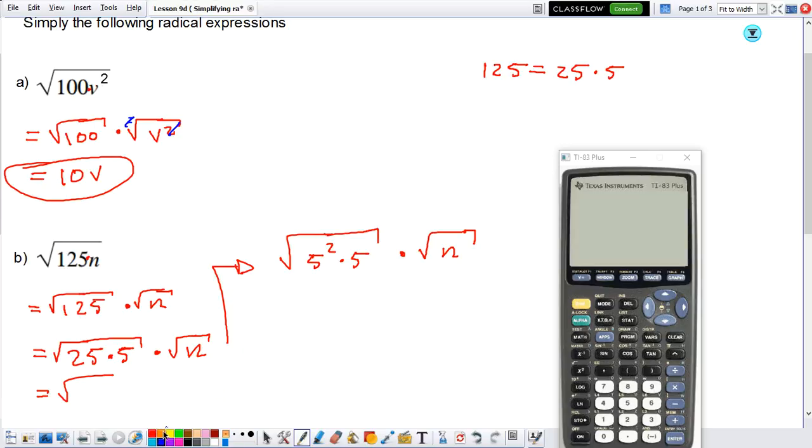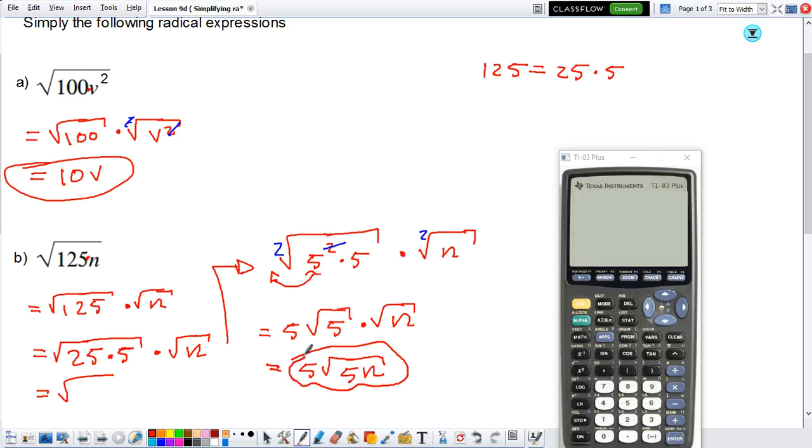Again, there's always an imaginary 2 there. So when your root matches your exponent, they cancel out. So this 2 cancels out. So now we can bring this 5 outside. So now we have 5 square root of 5 times square root of n, which essentially is 5 multiplying two square roots. You multiply the inside, so we have 5 square root of 5n. And that's our final answer.